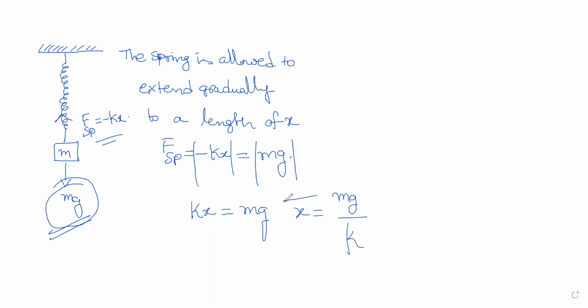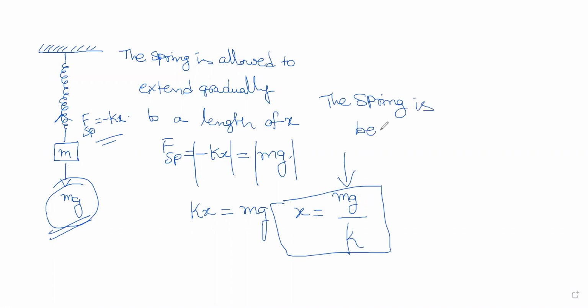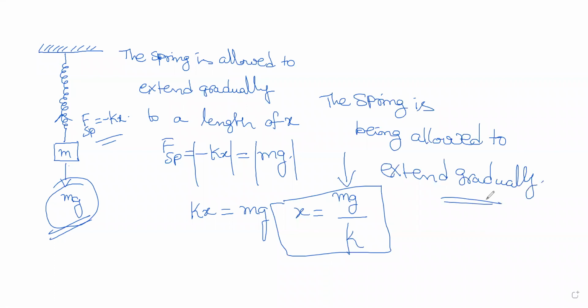This is the situation where the spring is allowed to extend gradually. The spring is allowed to extend gradually. In that case, you will get it.